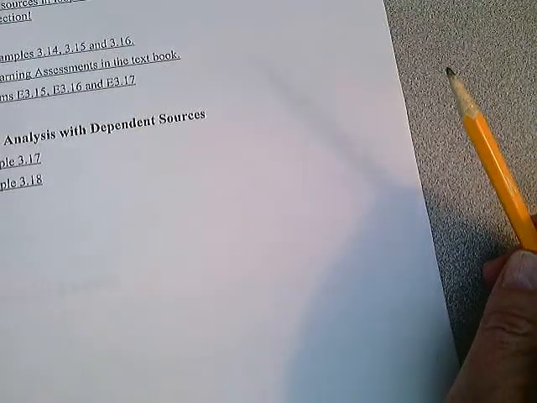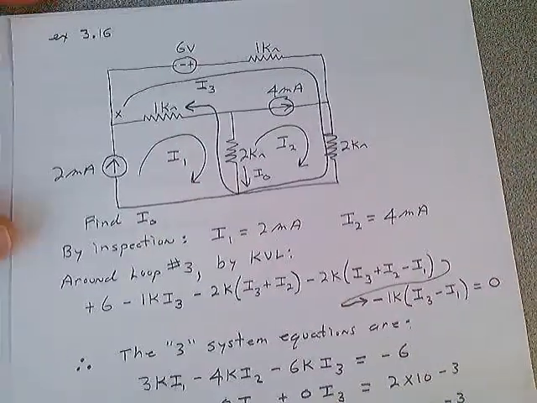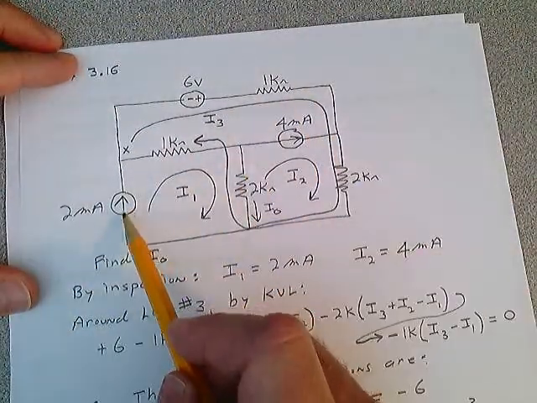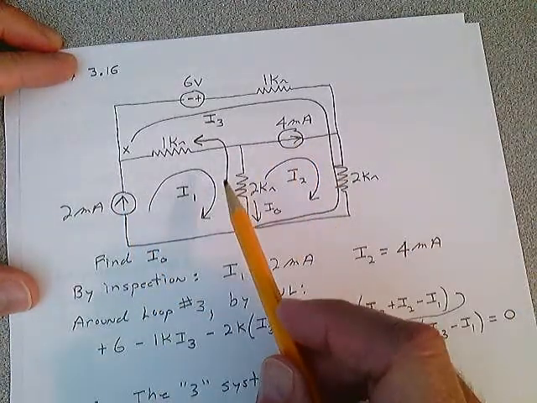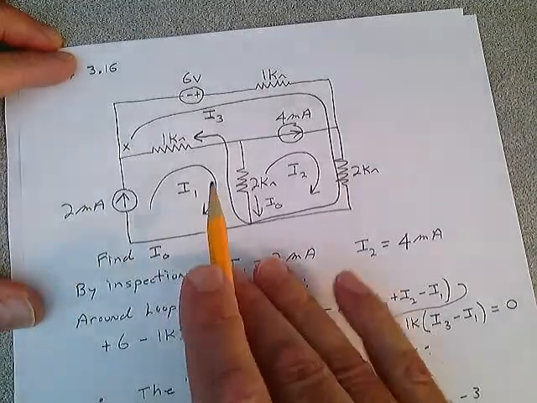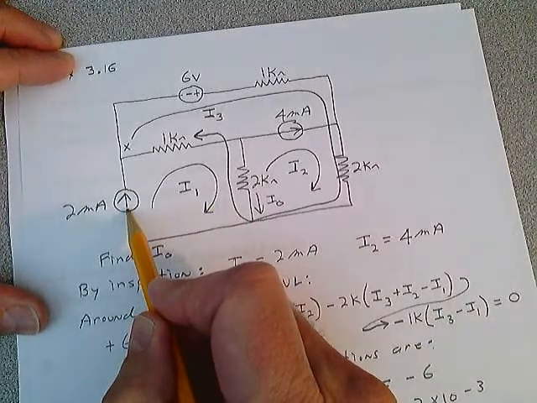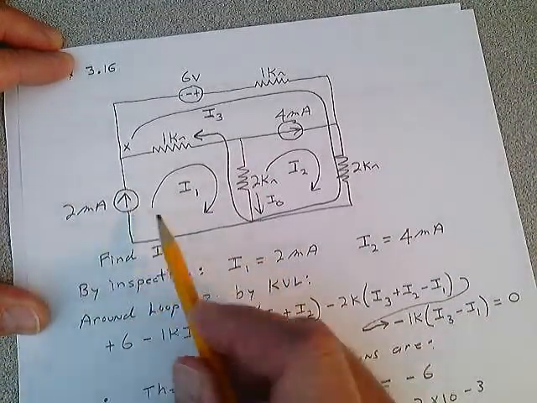And then finally, the example I wanted to do was 3.16 here. It looks like this. This is in the textbook. Notice we have a current source here and a current source there. You have to be careful how you assign these currents now. The way I chose currents is I picked this as I1, and it's the only current going through here. So right away I can say I1 is 2 milliamps.